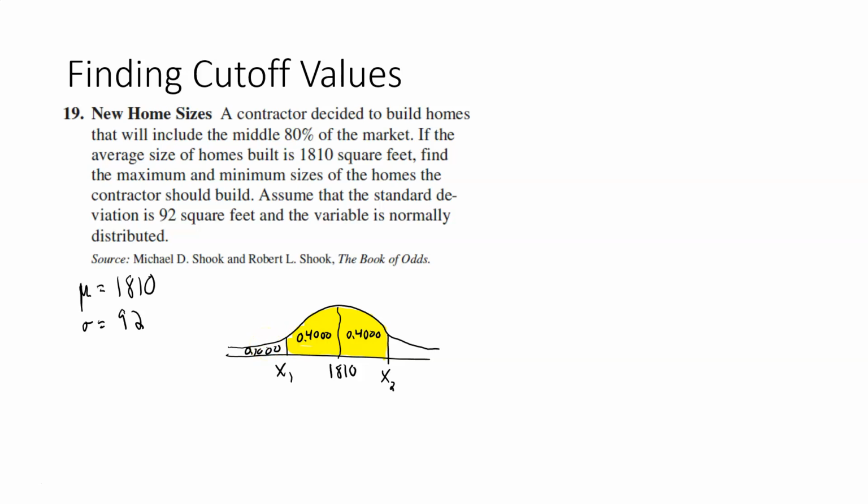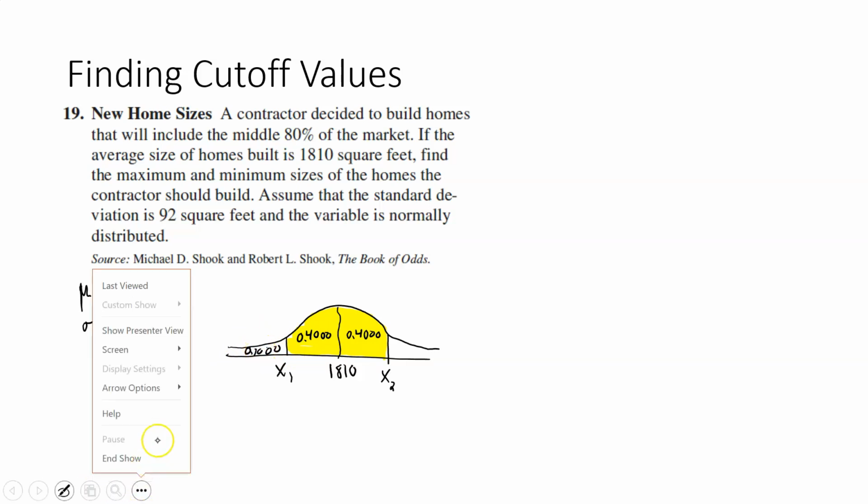So my first cutoff is to the left of this. This would be my minimum x value. And so I need to find the z-score corresponding with an area of 0.1000. Let me just go ahead and do that.